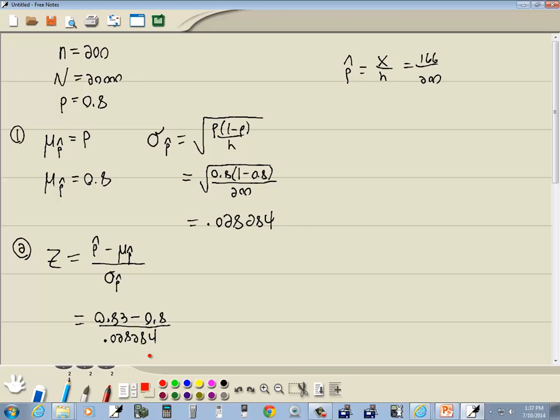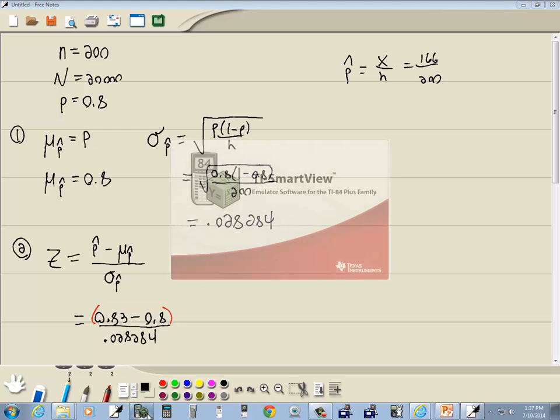Have to be careful when you plug these in your calculator. If you have more than a single number on top or bottom, you have to put parentheses on it. So put parentheses on the top part when we plug it in. Actually, let me show it on this calculator since I want to show you the normal CDF anyway.